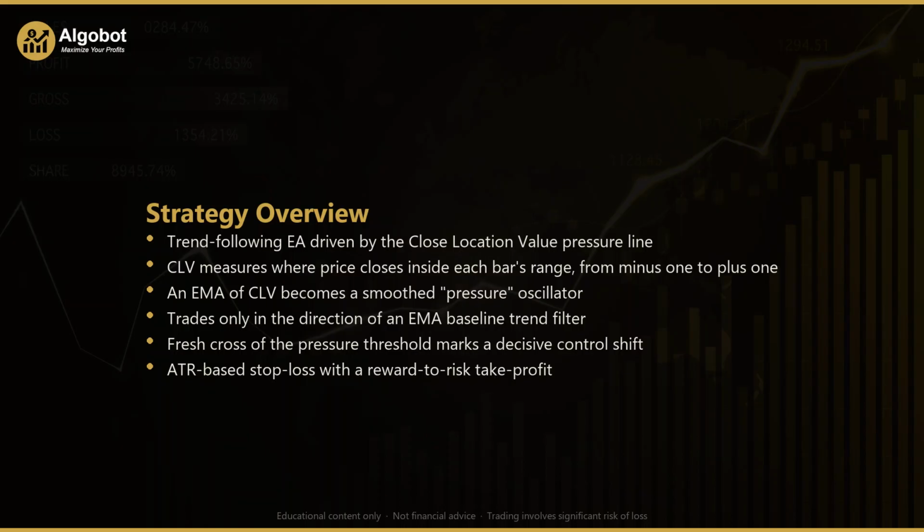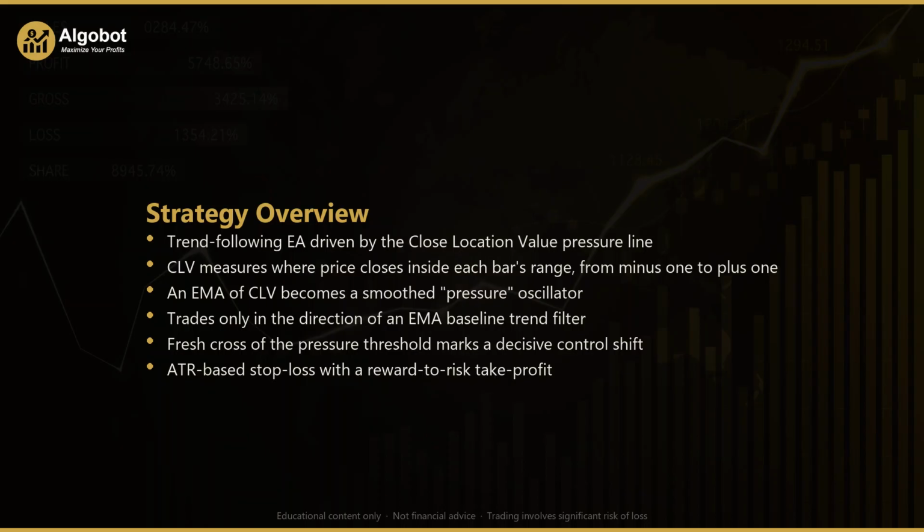A single bar's reading is noisy, so the strategy averages CLV with an exponential moving average to create a smoother pressure line. A run of top-of-range closes pushes that line positive. A run of bottom-of-range closes pushes it negative. The strategy is watching for the moment that pressure surges freshly through a threshold, because that marks a regime where one side has just taken decisive intrabar control.